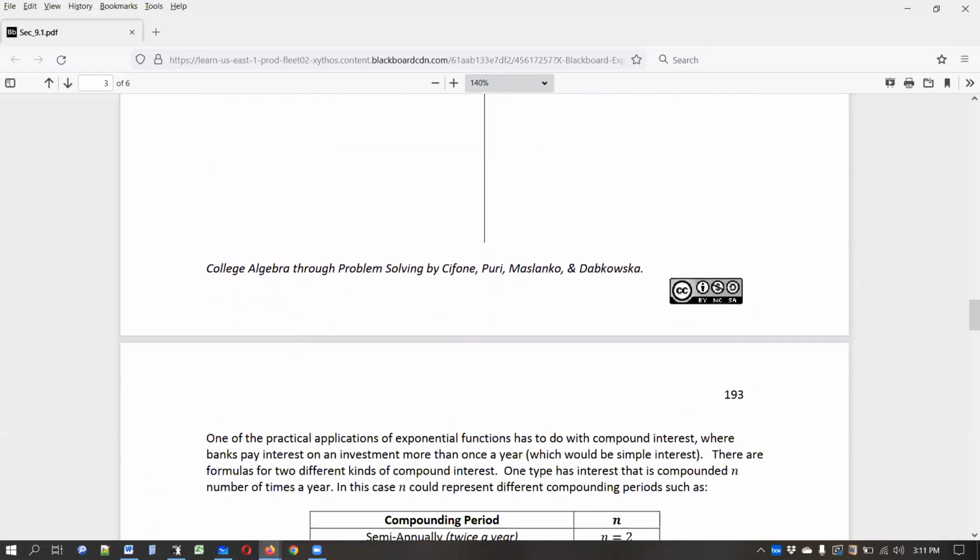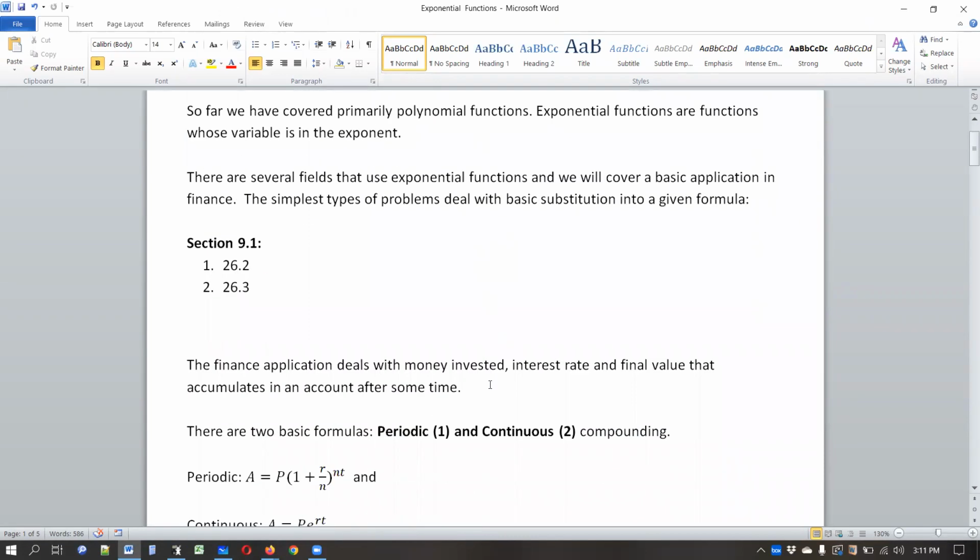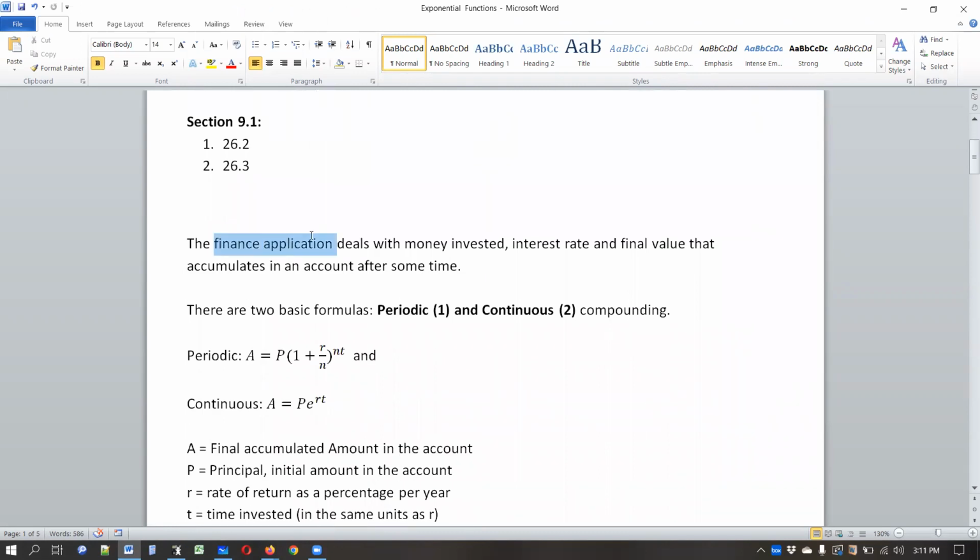Now, we do have one specific application dealing with exponential functions, and these are the very basic type of financial applications that we see commonly used in the field of finance. And we are going to see two types of basic formulas. These are the formulas that we're going to use to calculate the final amount A in an investment account that is receiving interest after some point in time. So there's two basic formulas.